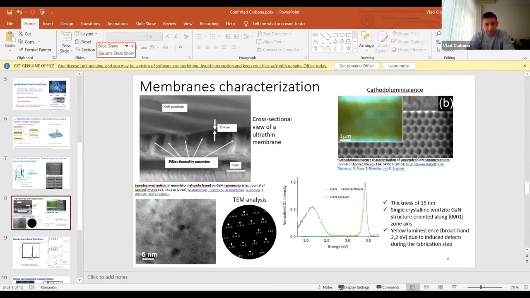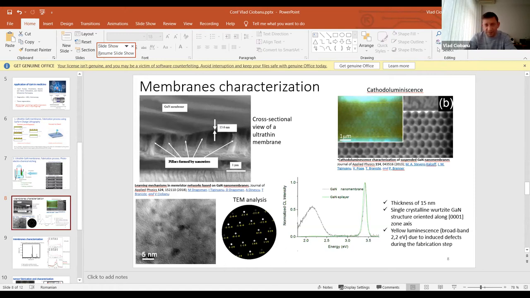Now, here you can see a cross-sectional view of a single membrane. You can see the thickness is about 15 nanometers, and it stays suspended on some gallium nitride nanowires, which actually represent some 3D dislocations in the bulk material. So they are also chemically stable during the etching process.